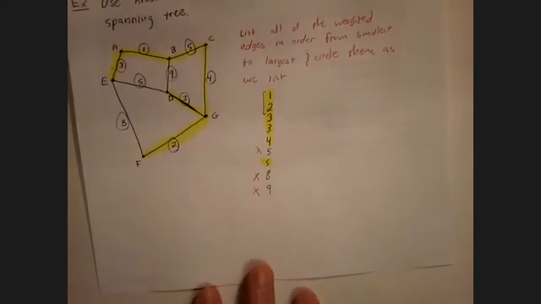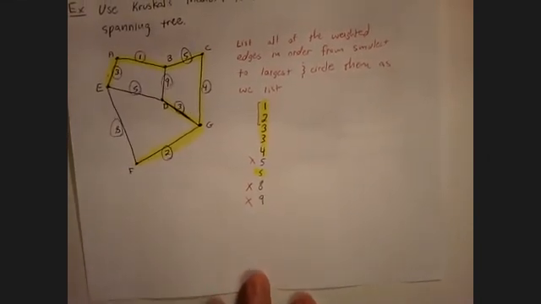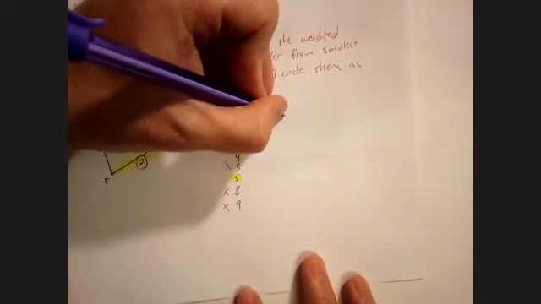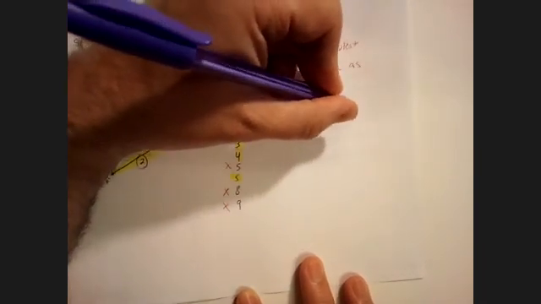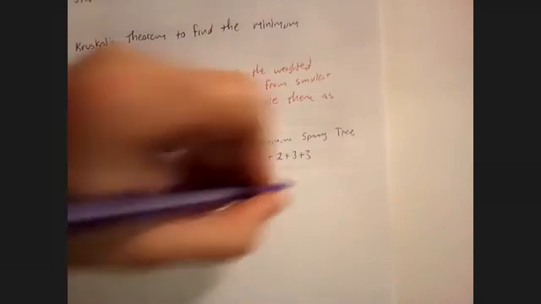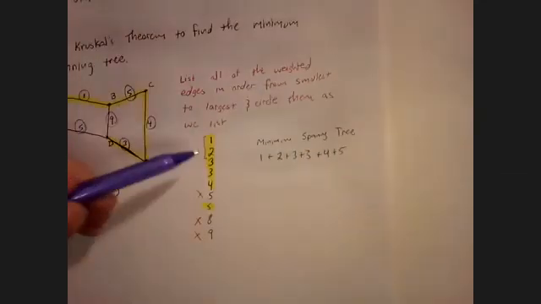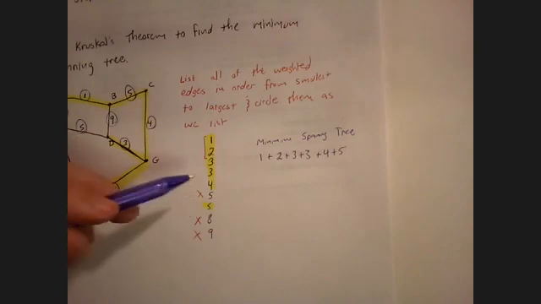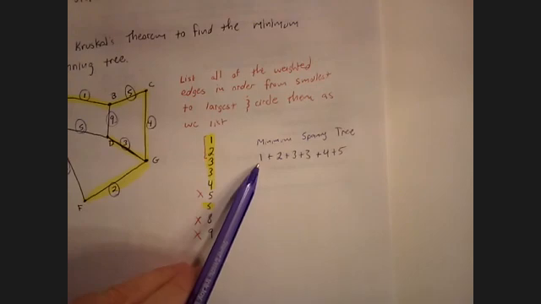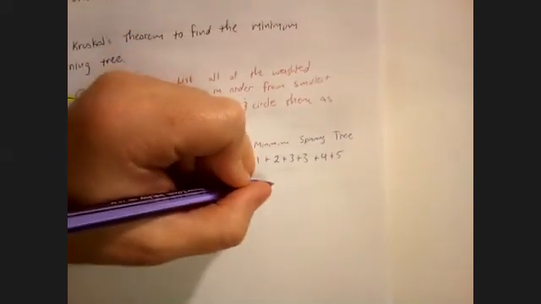And so my resulting minimum spanning tree will be all of these numbers that I've added up: 1 plus 2 plus 3 and 3 plus 4 and one of those 5s. 1, 2, 3, 3, 4, 5. Let's see, that's 9 plus 1 is 10, 10 plus 8 is 18.